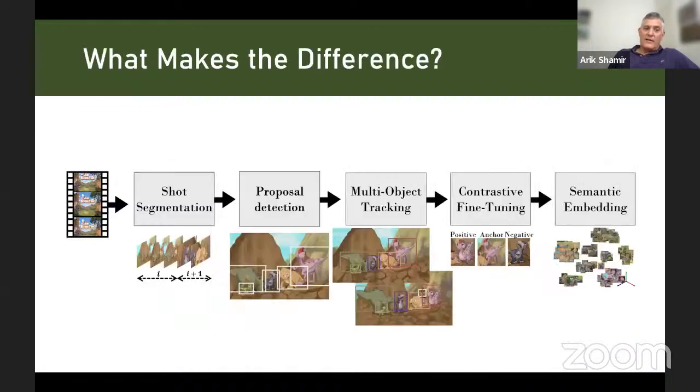Now, all these can be used on any animation style, but the real difference is the contrastive fine-tuning of the network. So after we do this and use general algorithms for these steps, we use contrastive fine-tuning of a mapping network in order to map the representation of this specific series.